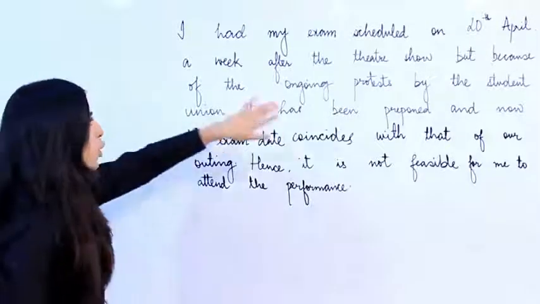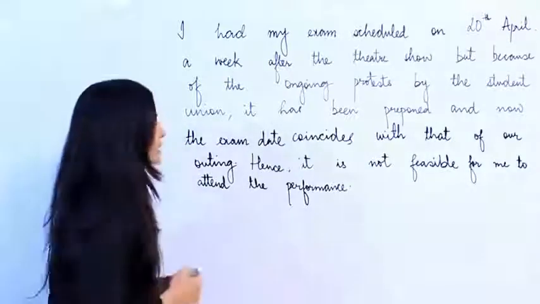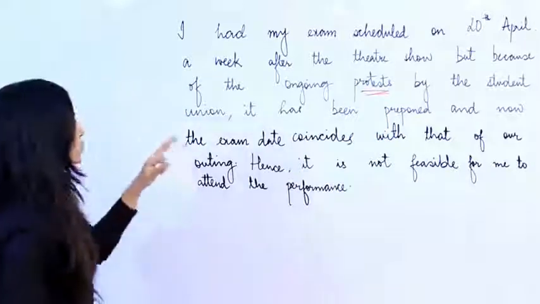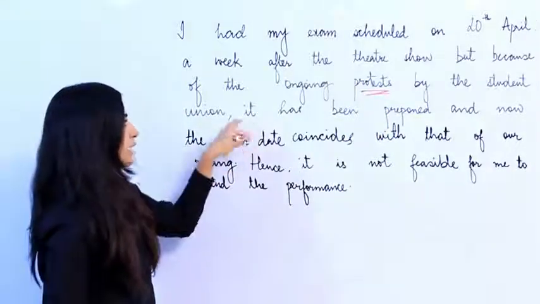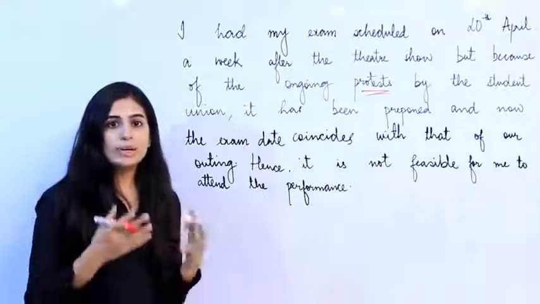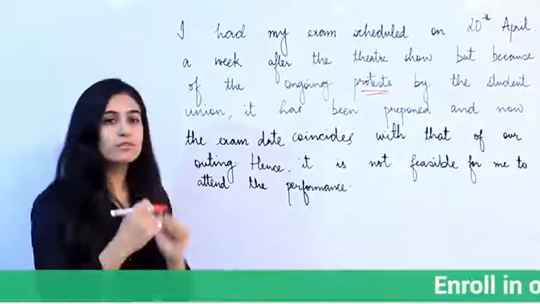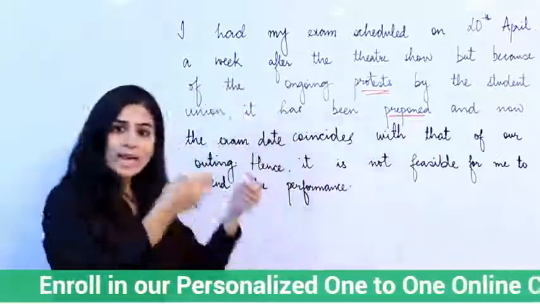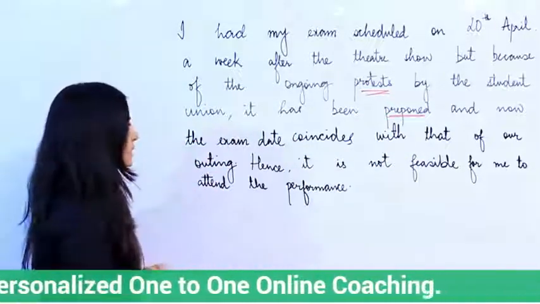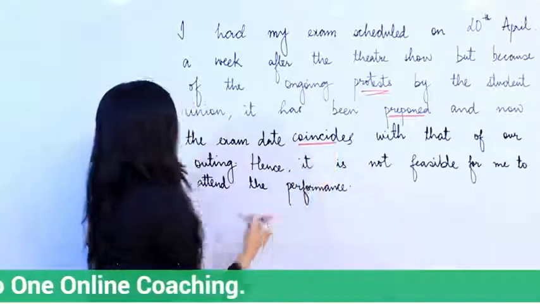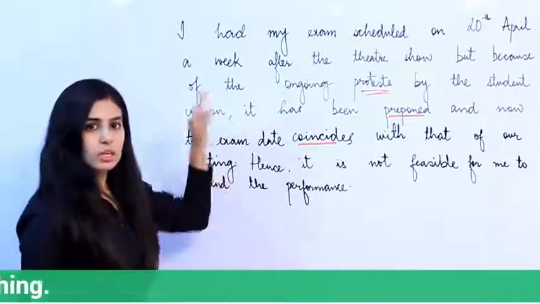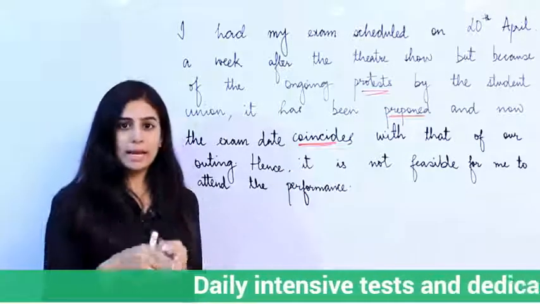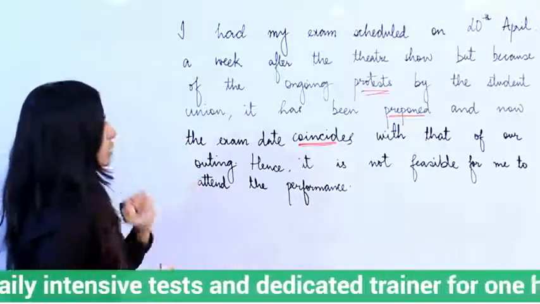But because of the ongoing protests, the situation is such that some protests are happening by the student union. So it has been preponed. Now your exam, which was 1 week after the theatre show, has been preponed to the same date as that of the outing, which is your theatre show. So it coincides, meaning it's on the same date as that of the outing.